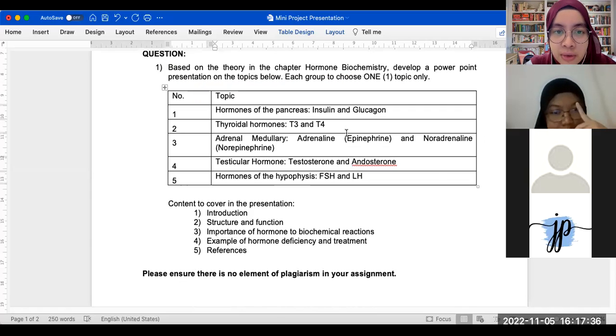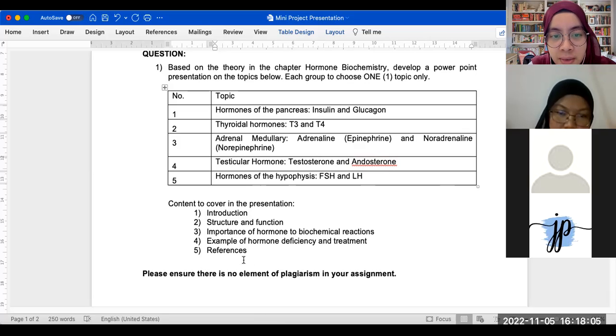So what do you need to cover? Basically in the presentation, first is a brief introduction of the hormone itself. Where is it being produced? Who released them? Which structure? Are there any specific cells involved? When is it important? Then the structure of the hormone and the general function of the hormone. What is it regulating?